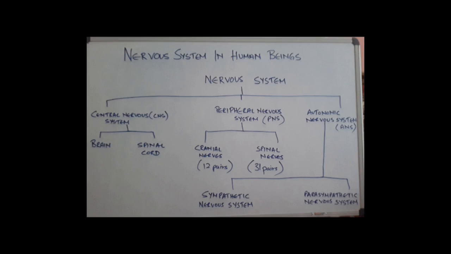Okay, now I'm here with your nervous system in human beings. This was introduced in the beginning also. In the introduction, I told you that the nervous system is divided into three main divisions: the central nervous system, also known as CNS, the peripheral nervous system, PNS, and the autonomic nervous system, ANS.